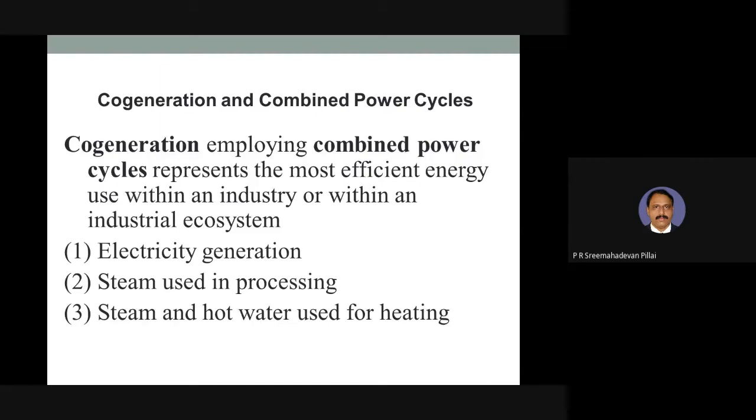One comment has come. General, both heat and power. Shailesh Kumar has given that it is general, both heat and power. Then Mr. Ashwin has written solutions designed to generate heat and power. Then Mr. Ajmal has written on-site generation of electricity from waste heat. Okay, right.